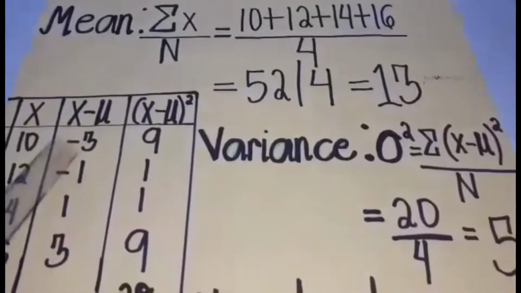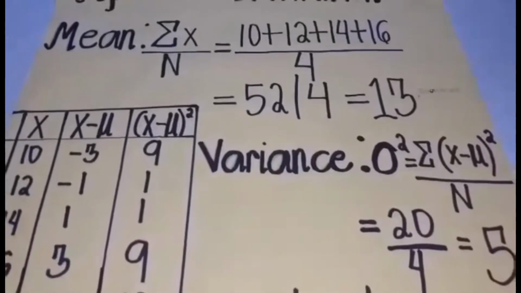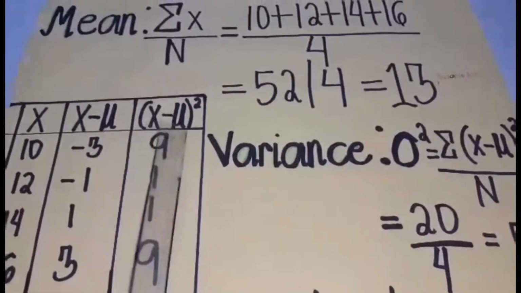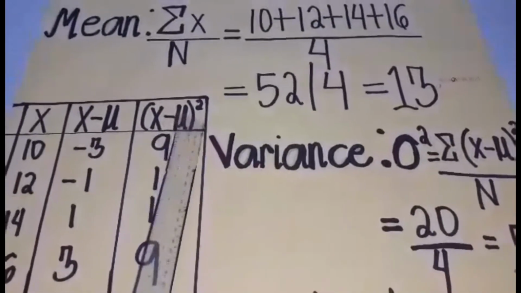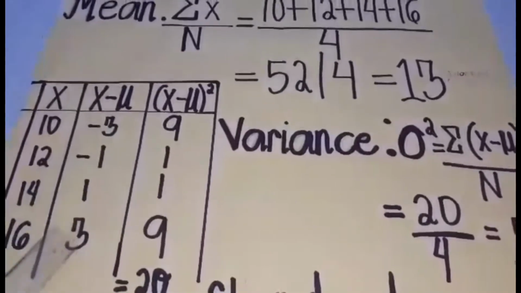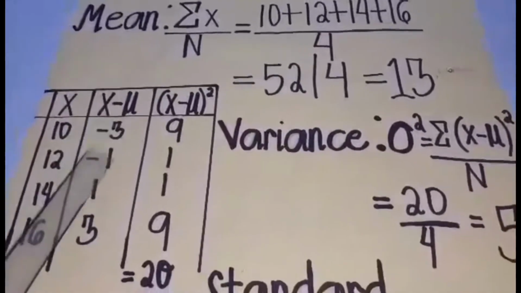So, after na nating nakuha 'to, dito sa third column, kung nakikita n'yo ito, the quantity x minus mu, quantity squared, ito lang yung tinutukoy niya. We're going to square it lang. Again, by using your calculator.